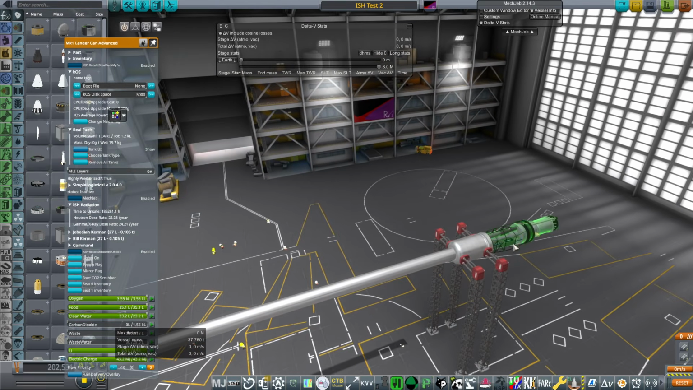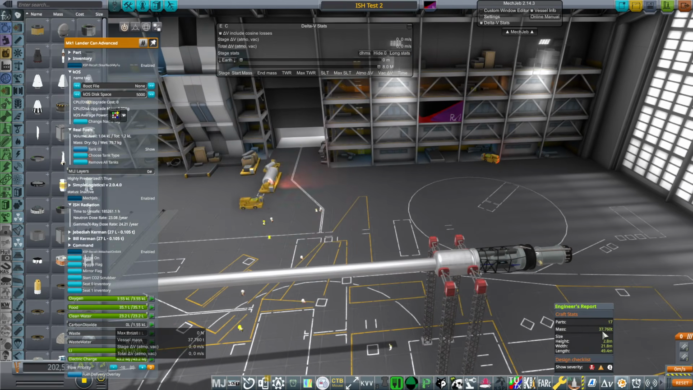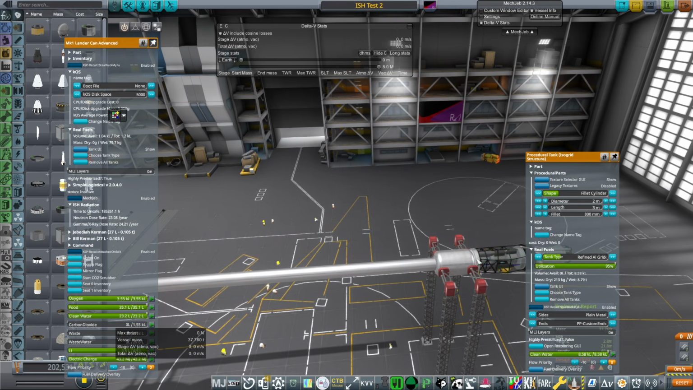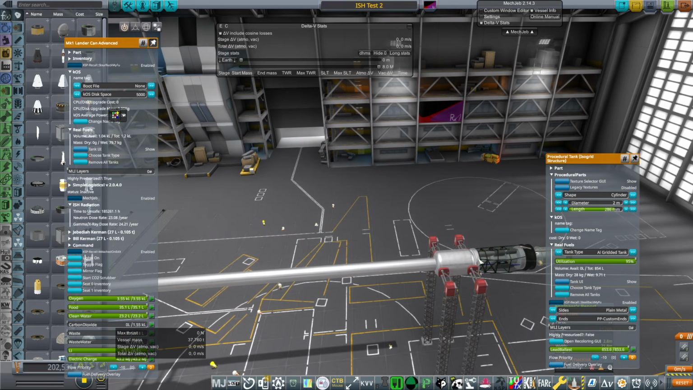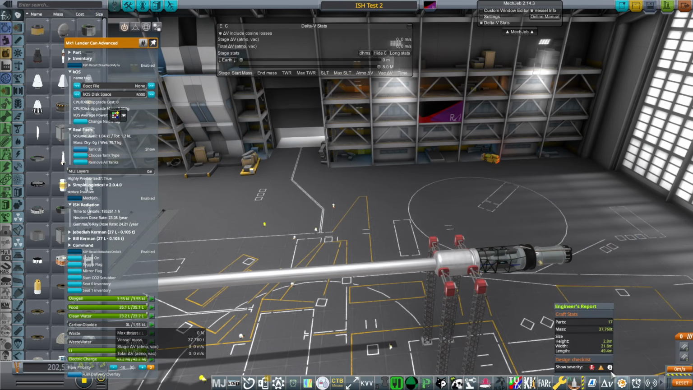So, if we take a look at the mass of the reactor plus generator, this whole thing is 37 tons. Of that, about 17 to 18 tons is the protection against the radiation.